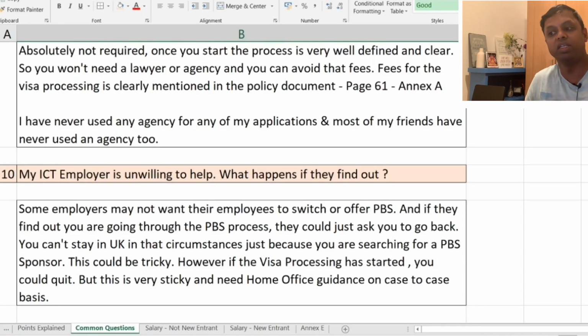And if your visa processing hasn't started, if you've not submitted it, if you're still in the initial stages of finding a sponsor, then you have to go back. There is not much of an option. But once your visa processing has started, and your ICT employer is saying that you have to go back, you could quit and you could stay in UK till your visa processing is completed. But again, these are chances that you have to take. So this is a bit of a sticky situation, I would say.